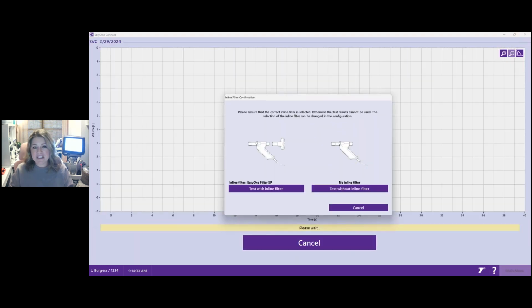The first thing it's going to ask me is if I am using an inline filter or if I am not. For the EasyOne Pro, obviously I am demonstrating this on my EasyOne PC because of the ease of screen sharing. For the EasyOne Pro and Pro Lab, you should always use the patient side filter in your Pro filter kits, even for spirometry, even for SVC. You're going to use the exact same filter setup for every test that you perform on the Pro and the Pro Lab. And I will have a picture of that when we jump over to the multiple breath washout test.